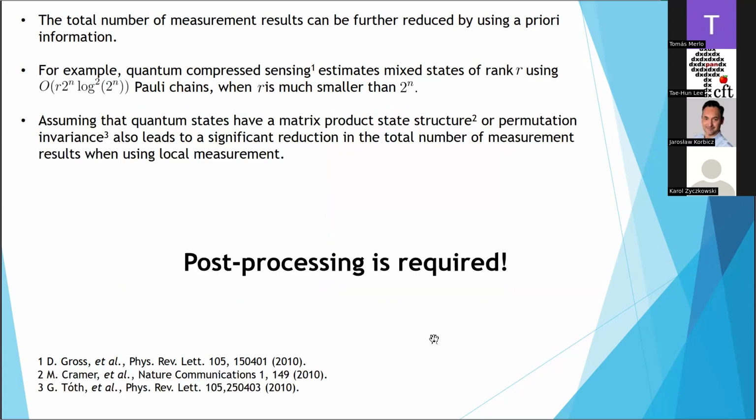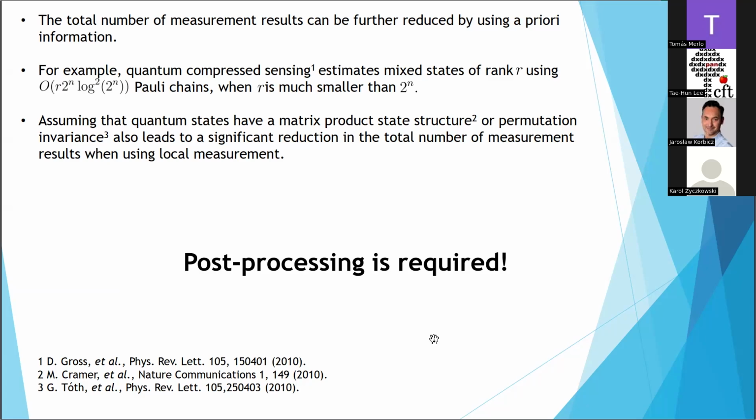Another example is that if we have a system whose state has a product state structure, or some permutation invariance, we can also reduce the number of measurements that are required. In general, these methods work well, but they require a lot of post-processing because they don't fully reconstruct the state. We find an estimate, and then with the use of maximum likelihood algorithms, we achieve the best candidate state.